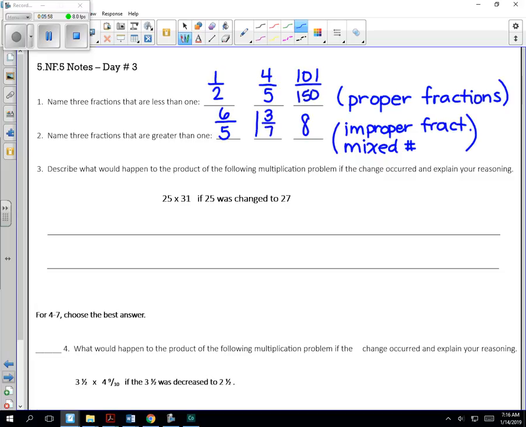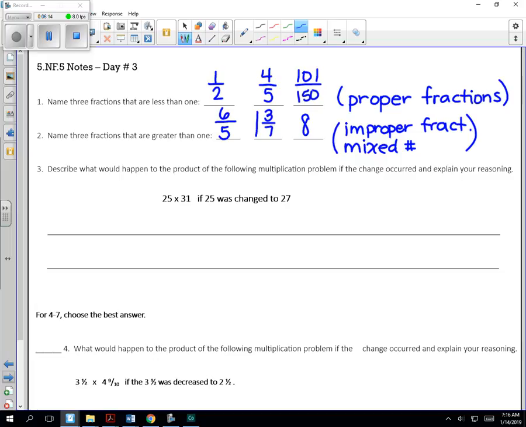Is 8 an improper fraction? Yes, because when you write it as a fraction, you'd write it over 1, and therefore it would have a numerator greater than the denominator. All right, let's look at number 3. What would happen to the product of the following multiplication problem if the change occurred, and explain your reasoning?